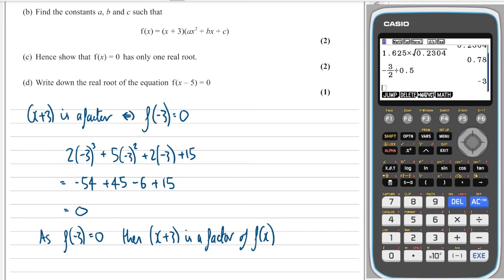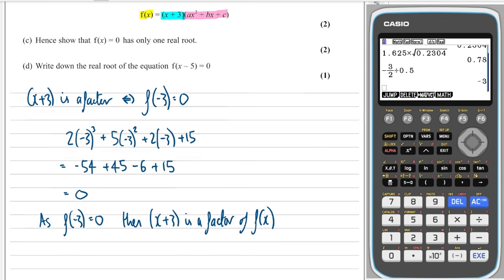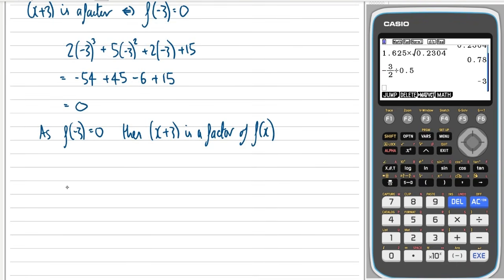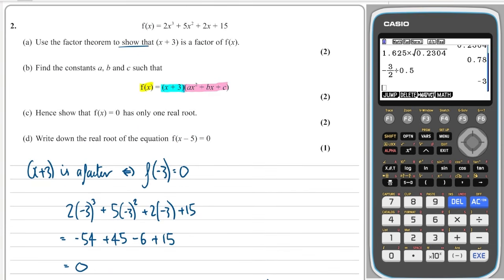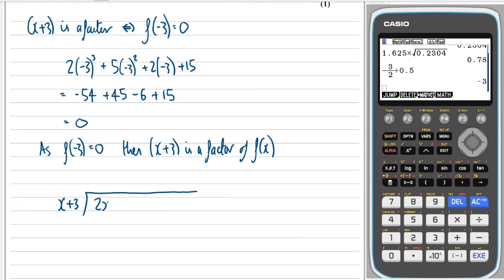Okay, next it tells us that f of x can be split up into the factors x plus 3 multiplied by some other quadratic factor. And we can find out what that extra factor is by doing polynomial division. So I'd write x plus 3 outside, like that, and the polynomial we're dividing is 2x cubed plus 5x squared plus 2x plus 15.